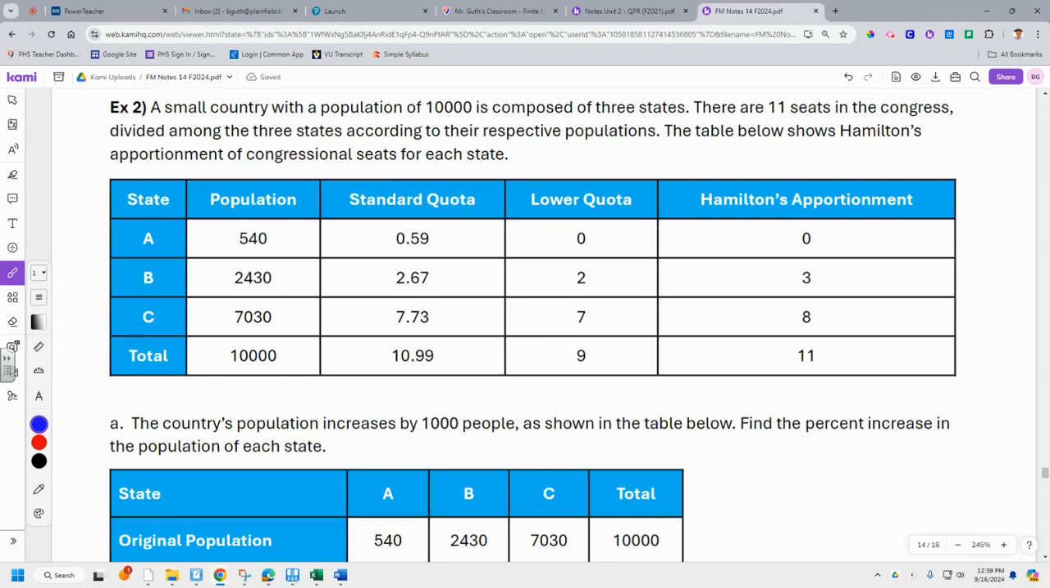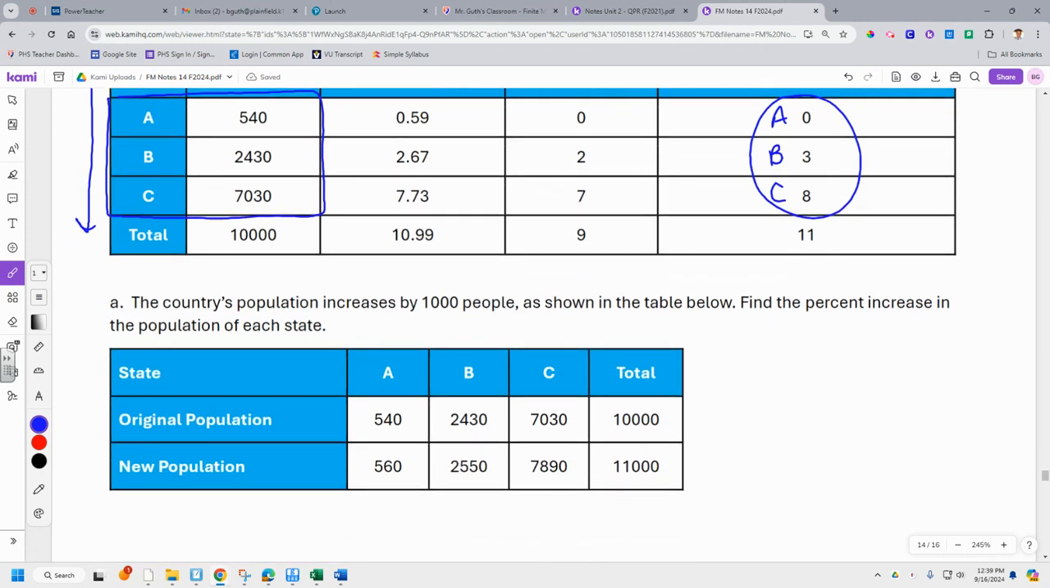So a couple of things here. First of all, the table is written up and down instead of sideways. The normal table is sideways from this, but those are the important numbers we would need for Hamilton's apportionment. But they already did Hamilton's apportionment, and they found A gets 0, B gets 3, and C gets 8. So the work has already been done here, but we're going to change something.